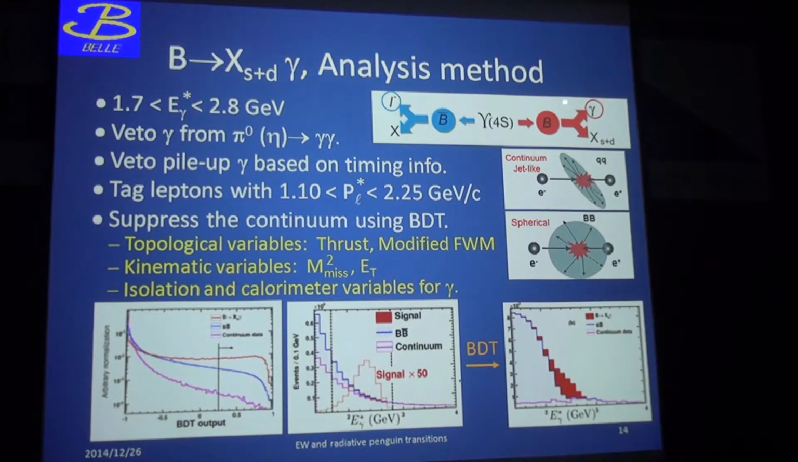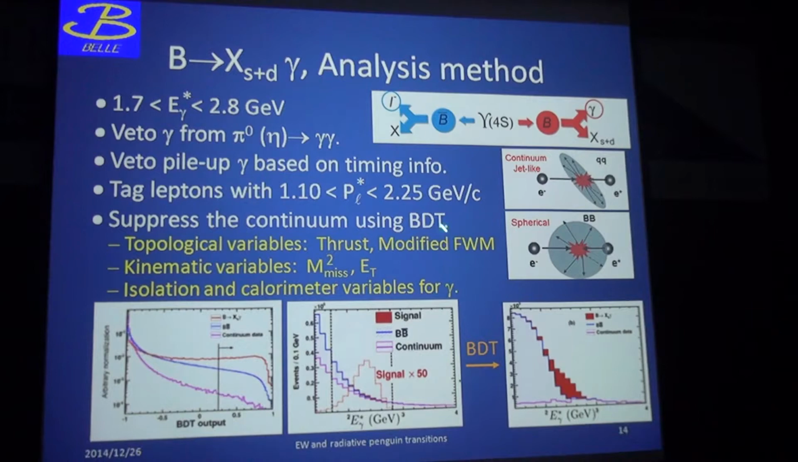And it is still very similar to the previous one. It has a minimum photon energy requirement, 1.7 to 2.8 GeV, and also provides some pi 0 and eta veto and some other techniques. And we suppress the various backgrounds with many different variables, such as the thrust or modified Fox-Wolfram moments, which means these variables can distinguish the jet-like structure of continuum from BB bar, which has more spherically distributed events, and also some other kinematic variables to distinguish if this accompanying B meson decays semi-leptonically.